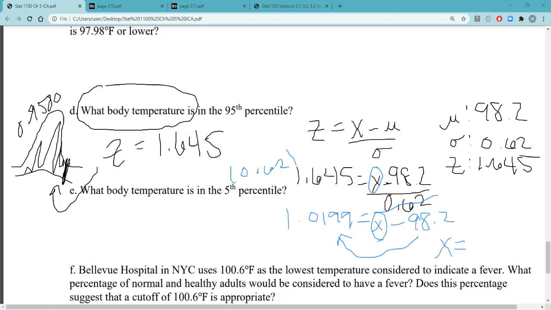And I'm left with x equaling 99.22 degrees Fahrenheit. So when I have a temperature of 99.22 degrees Fahrenheit, I know that I'm in the 95th percentile of body temperatures of healthy adults.